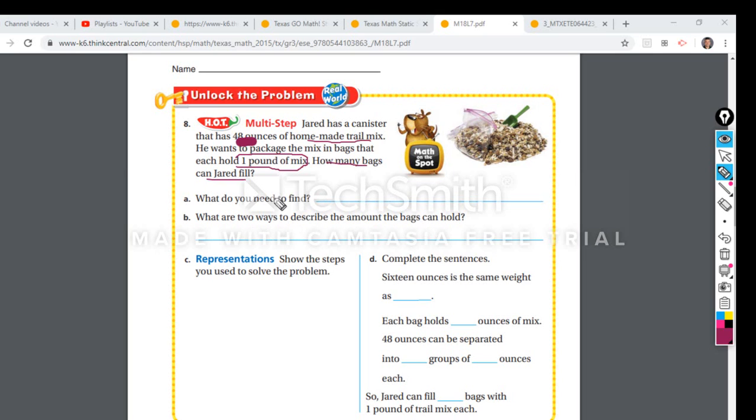What are 2 ways to describe the amount the bags can hold? Well, it's 1 pound. I can describe it in ounces, or I can describe it in pounds. Okay. Let's take a look at how we're going to figure this out here. So remember the number, 48. So complete the sentences. 16 ounces is the same weight as 1 pound. Each bag holds how many? What's 1 pound? So how many ounces in a pound? Yes, 16. 16 ounces of mix.